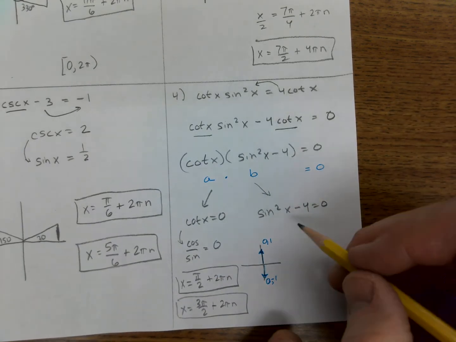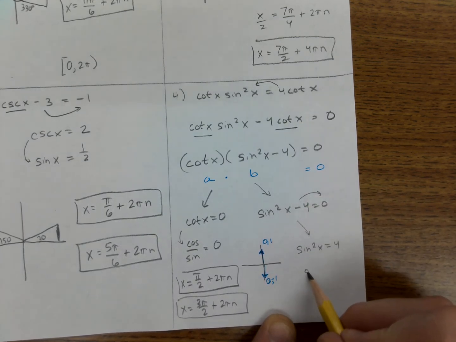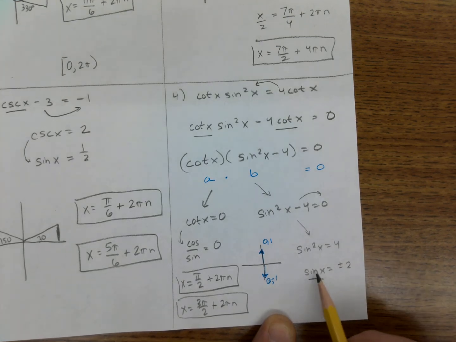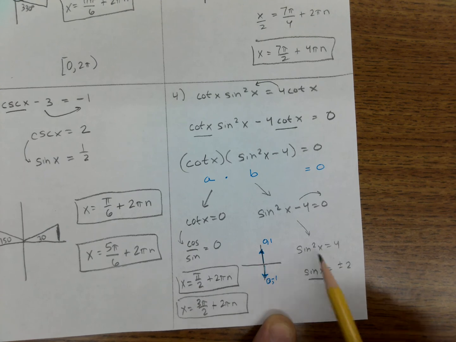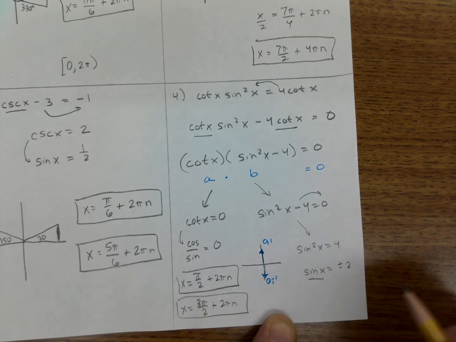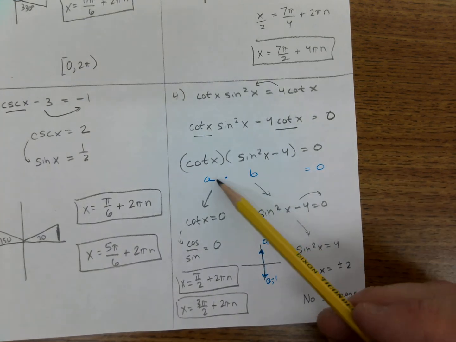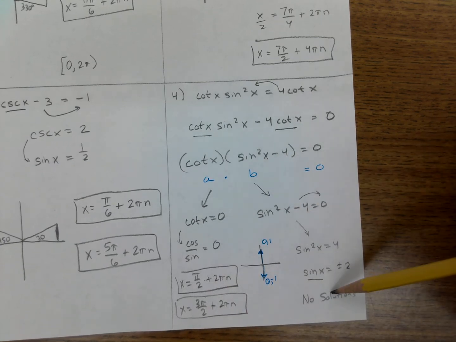And if we solve this one, if we swing the 4 over there, we have sine squared of x is equal to 4. Take the square root of both sides, plus or minus 2. When do you take the sine of a number and you get a 2? Well, sine never goes past negative 1 and 1. If you look at the unit circle, it only stays between negative 1 and 1. There are no solutions over here. So we had two branches here. The A branch led us to these two answers. The B branch led us to no solutions.